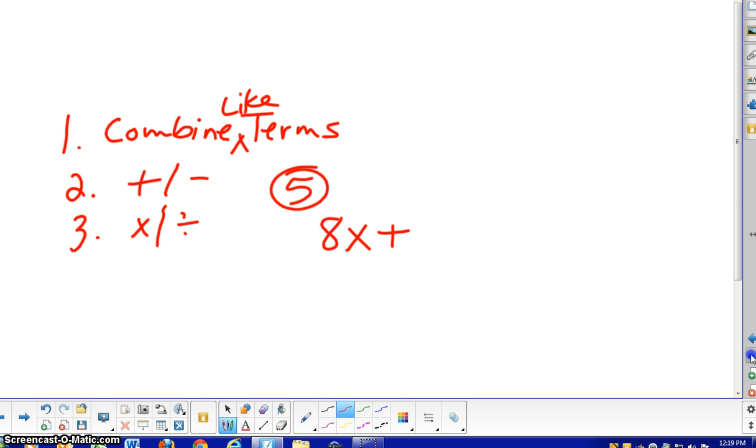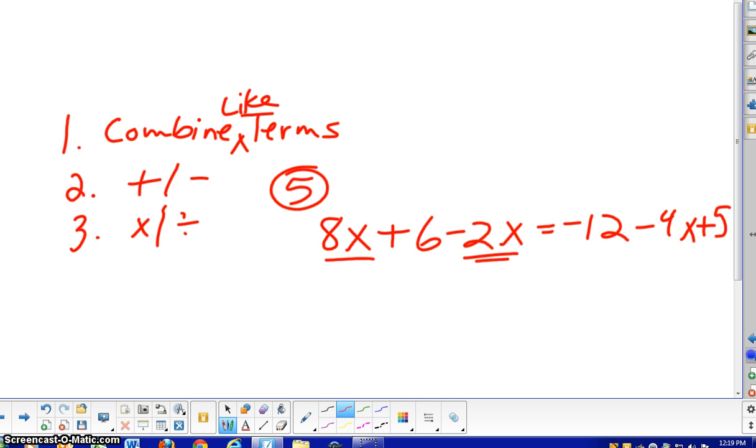So anyway, you have 8x plus 6 minus 2x equals negative 12 minus 4x plus 5. As you can see, we've got lots of like terms on both sides. 8x minus 2x, you should get 6x plus 6 equals negative 12... Oh, I'm sorry. You have to take negative 12 plus 5 to get negative 7 and negative 4x.